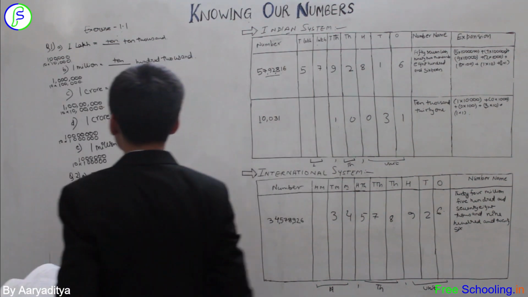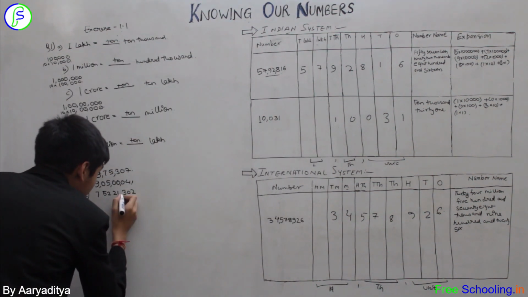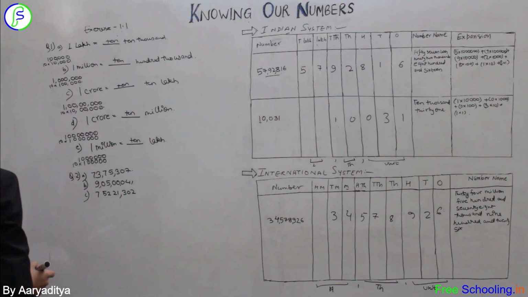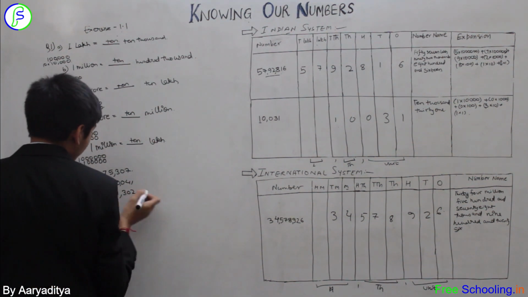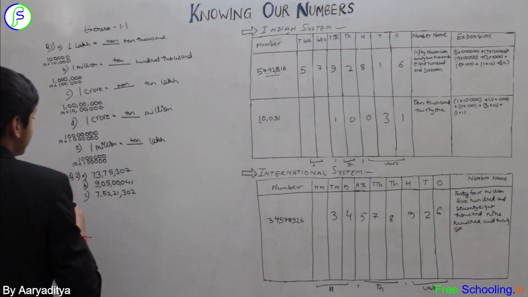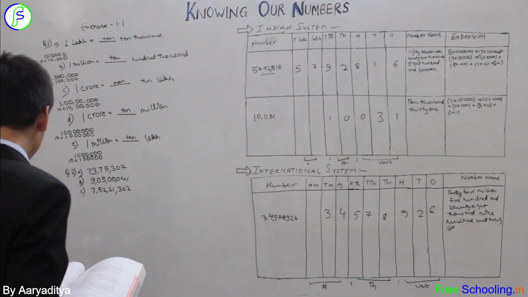both come under Indian system. So let's start inserting commas. From the right hand side, leaving 3 digits, insert a comma, leaving 2 digits, insert a comma, again leaving 2 digits, insert a comma. Let us come on to the D part.